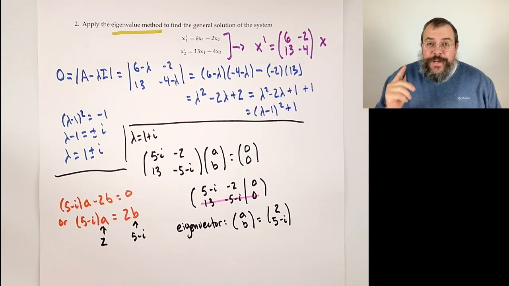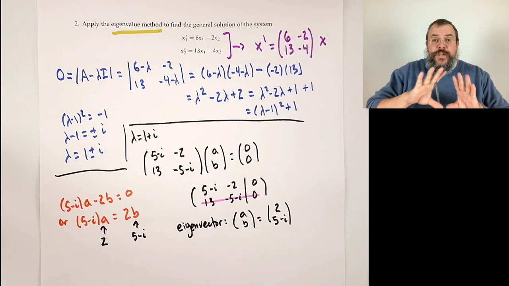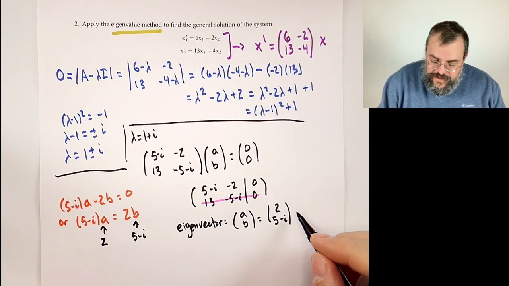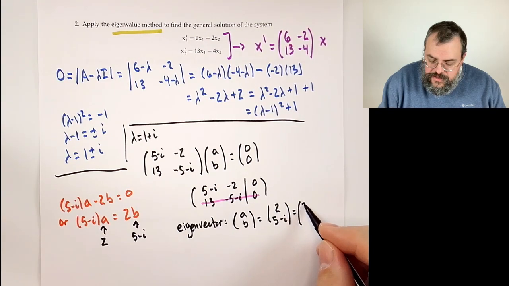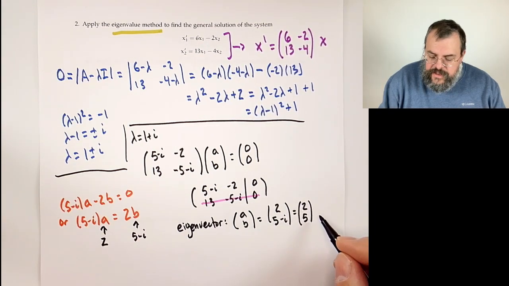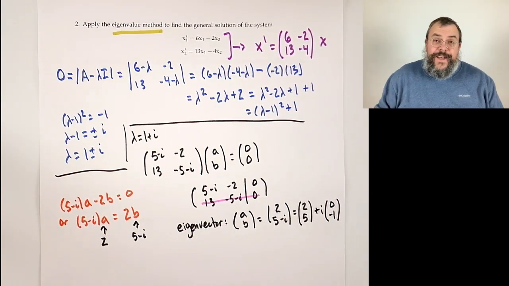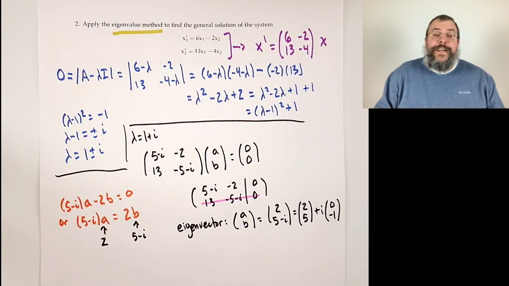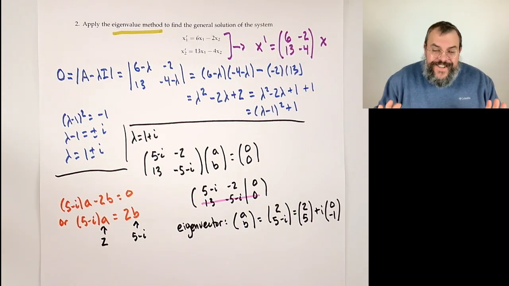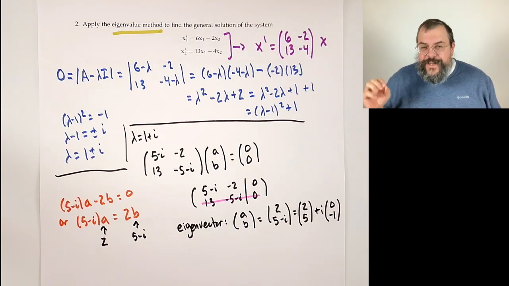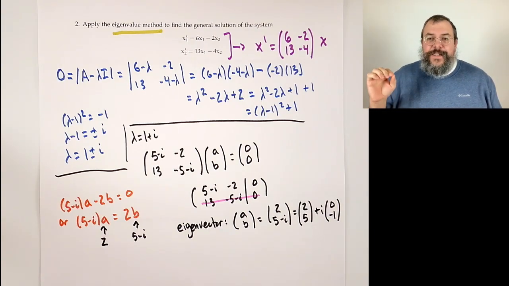Great. So we have an eigenvector, but what we really should do is pull it apart into two pieces. So we're going to think of this as 2, 5, and then plus I, 0 minus 1. Okay, so good. We've made great progress here. And now, how do we get our answer?